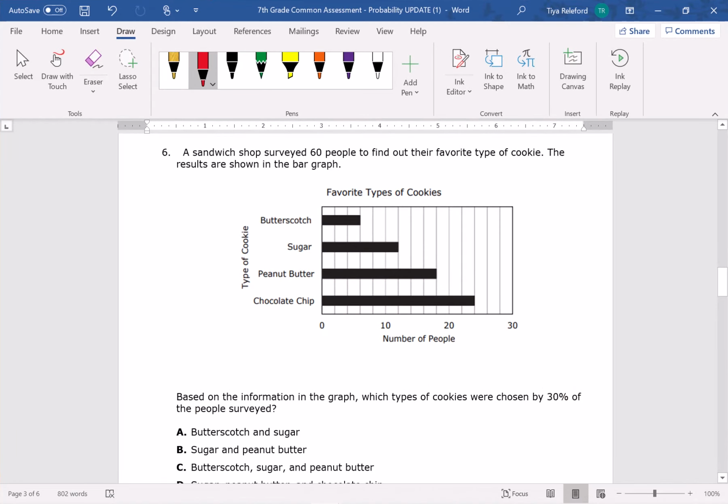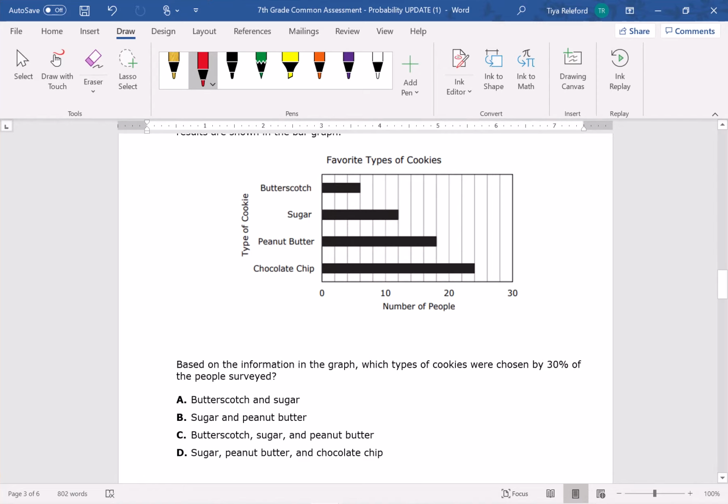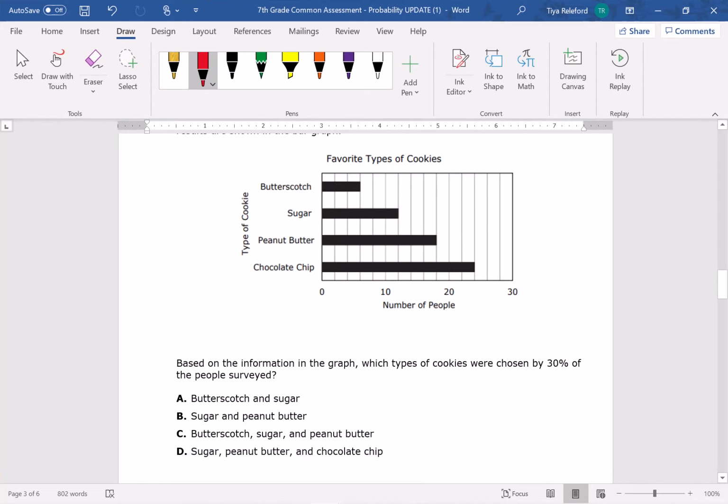8. A sandwich shop surveyed 60 people to find out their favorite type of cookie. The results are shown in the bar graph. So let's take a second to write the numbers at the end of the bars. It'll make it much easier when we read the answer choices.